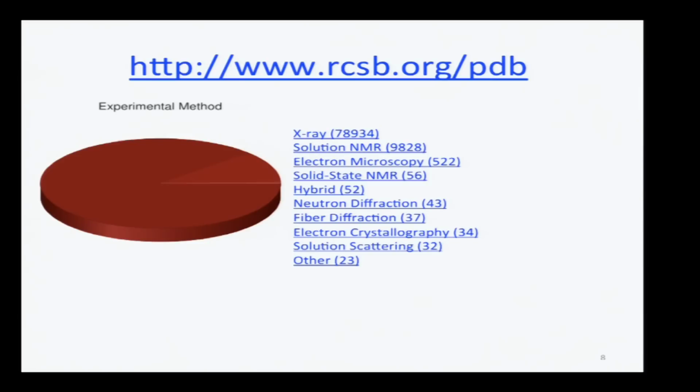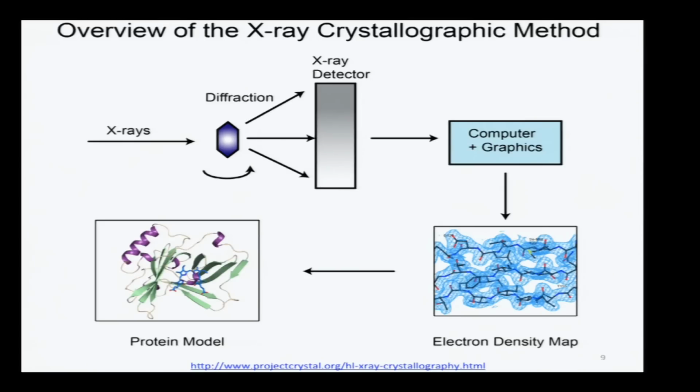So how do these techniques work? Well, they don't magically give you a structure, right? They give you information that you have to use computationally to derive the structure. Here's a schematic of how structures are solved by X-ray crystallography.